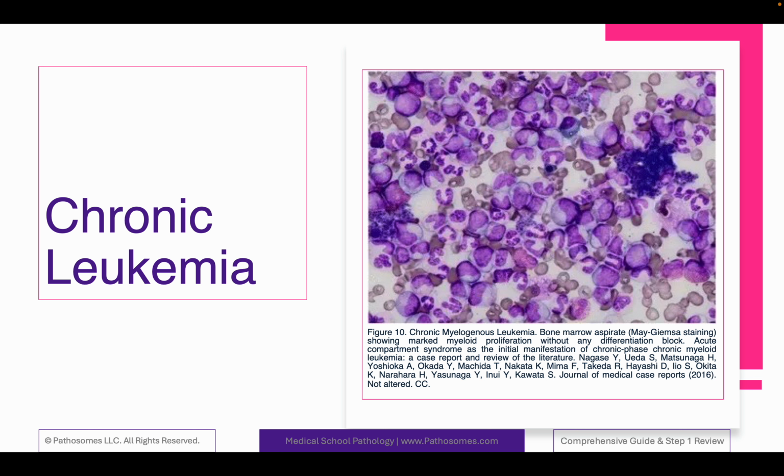Here's another image of a patient that has chronic myelogenous leukemia. And you can see this sample is packed with myelogenous cells from the myeloid lineage, such as neutrophils, promyelocytes, myelocytes, metamyelocytes, all those cells that eventually try to grow to neutrophils under normal circumstances. And as we can see here, with all these abnormal immature cells, something's definitely not normal.